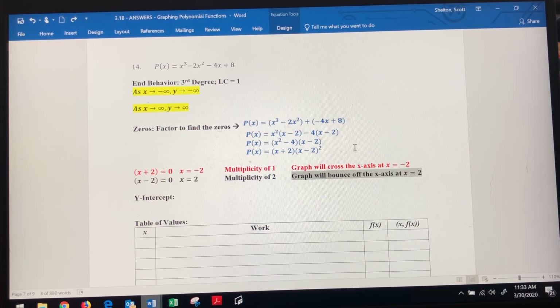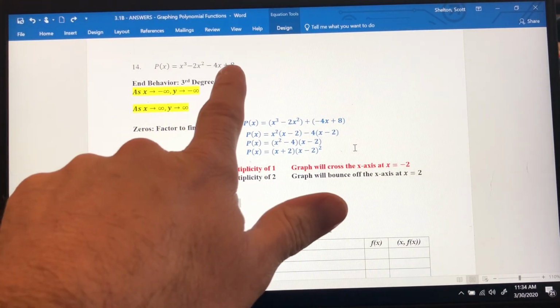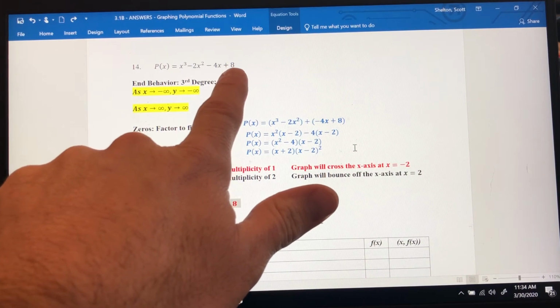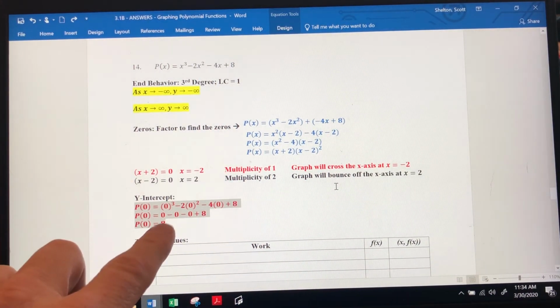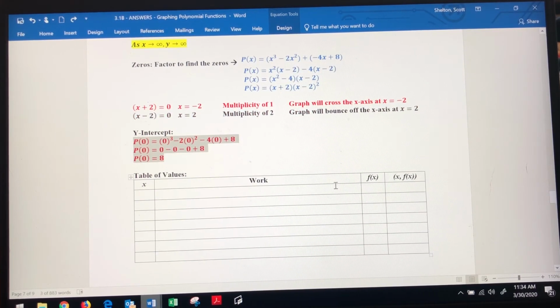Okay? To find the y-intercept, we're going to plug in 0. Okay, we're going to do all the math. Or remember, when we're in standard form, we can just look for this constant here. So the y-intercept should be +8, and that's what we find here. Okay, now we're going to do our test values, and then we'll be able to graph. So hopefully we're moving quicker through these this time.